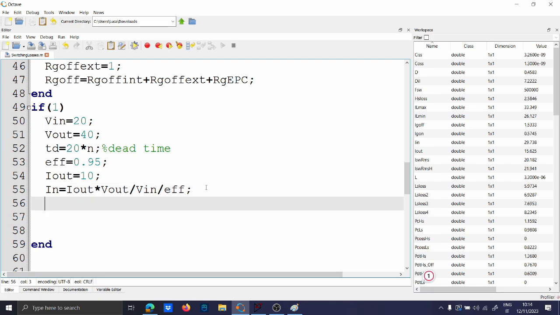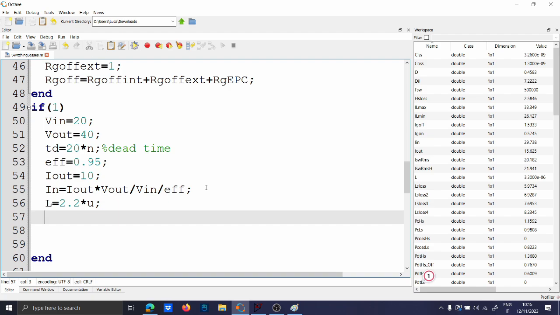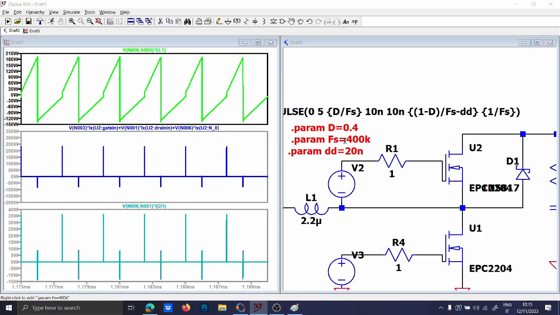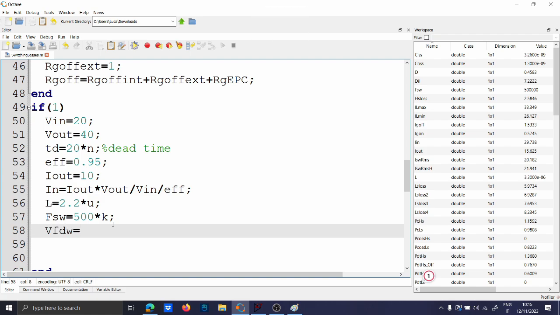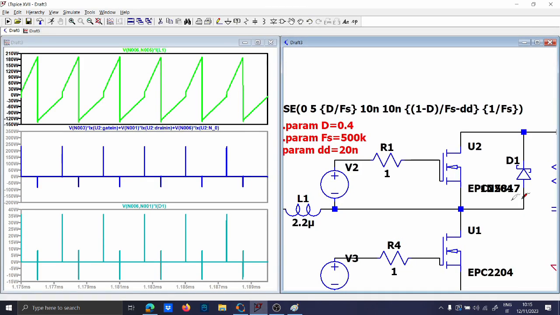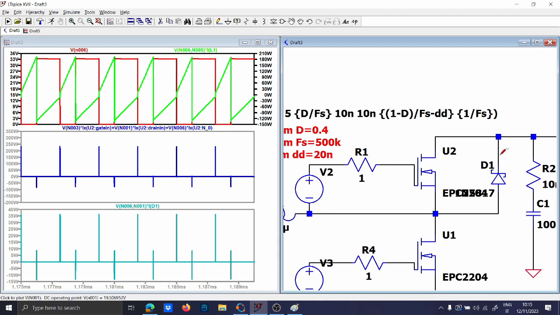And now let's put the inductor L equal to 2.2 micro, and the switching frequency F switch is very high, so let's put 50 kilohertz, 50 times k. Let's modify it in LTSpice as well, so that the choice of the inductor is more consistent for this kind of load. And the forward voltage of the diode, I don't really know. What is the forward voltage of this diode here? Let me check.